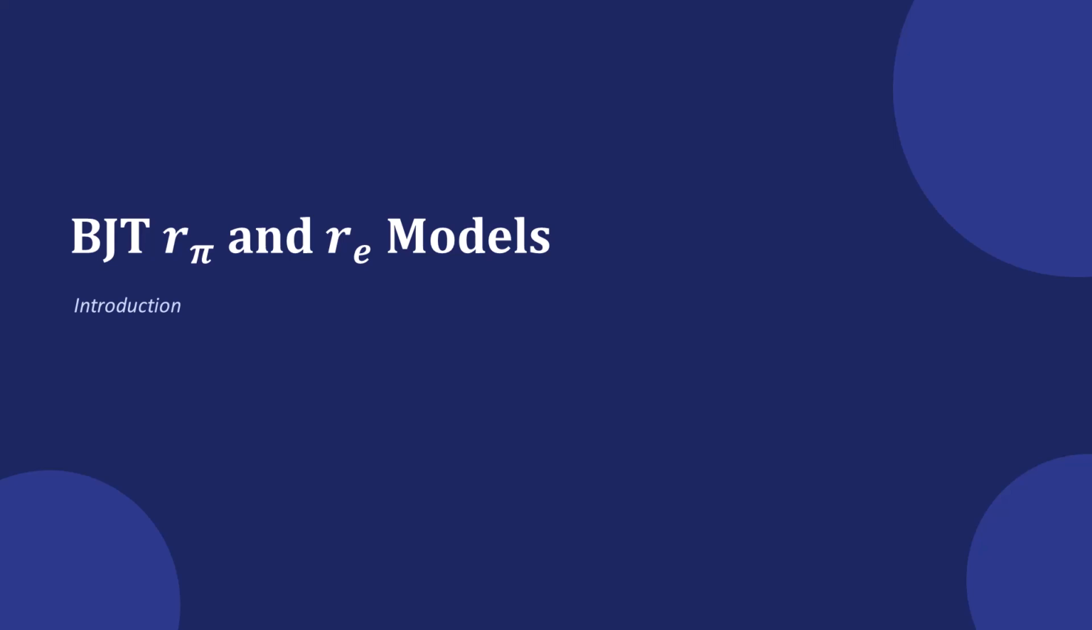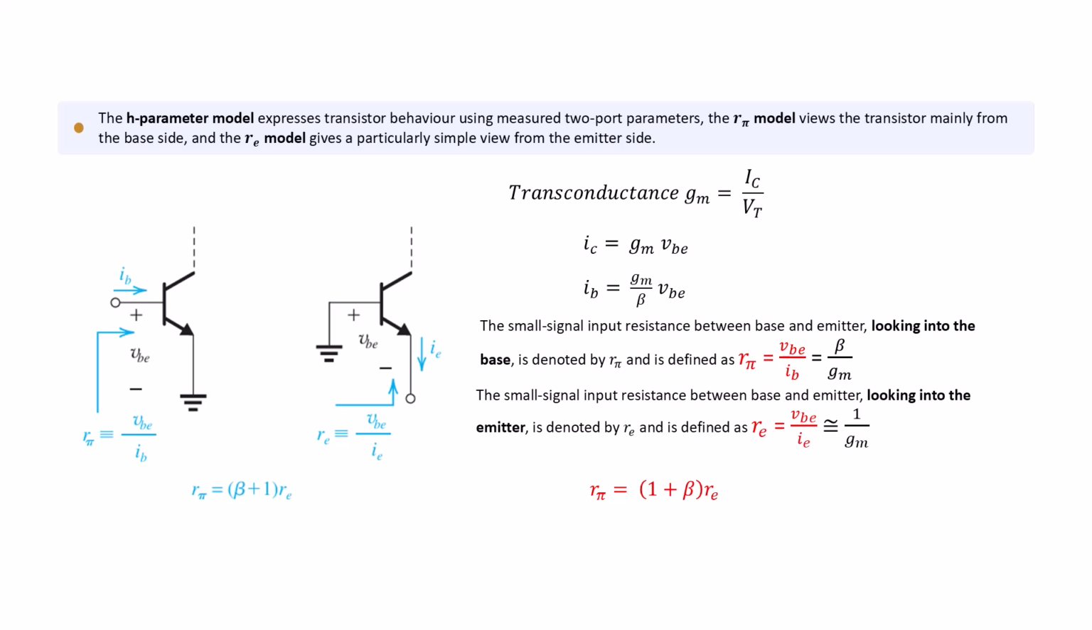Welcome. In this lesson, we'll look at two more small signal models for the BJT, the R-Pi model and the RE model. You've already worked extensively with the H parameter model for analyzing BJT amplifiers. These new models give us alternative, often simpler ways to represent the same transistor behavior, depending on whether we view the device from the base side or the emitter side.